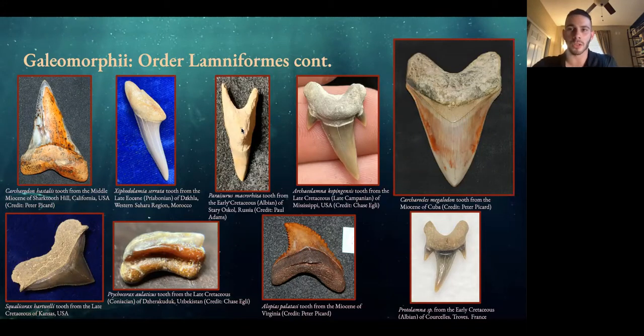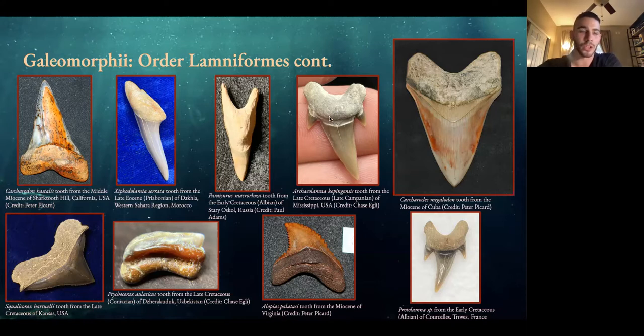In the Cretaceous, you also see your standard mackerel shark type dentition. When you think of a mackerel shark, you're most likely thinking of a tooth like this, which is Archaeolamna kopingensis. This is from the late Cretaceous of Mississippi, where it has a principal cusp, so one main cusp with two lateral cusplets on the sides. You see this tooth a lot in other taxa, such as Dwardius and Cardabiodon, in Otodus, Megalolamna. This is a very common lamniform tooth type.